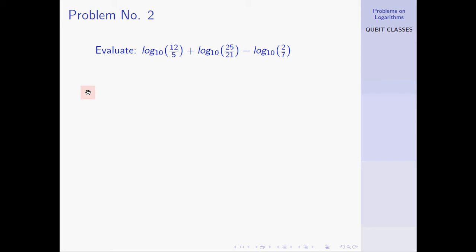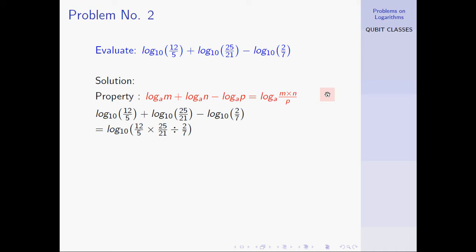Now note that there are three terms here and the base of each of these terms is 10. So we will try to combine these terms. For that we will need this property of logarithms, which is log of m to the base a plus log of n to the base a minus log of p to the base a is equal to log of m into n upon p to the base a. In this case a is 10, m is 12 upon 5, n is 25 by 21 and p is 2 by 7.